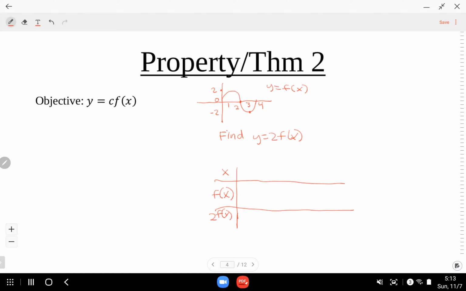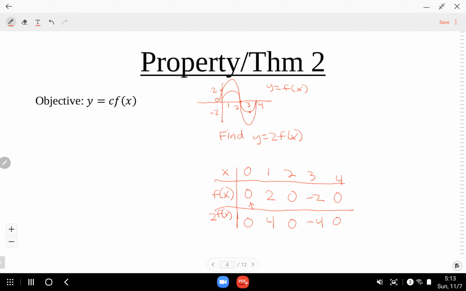All right, so in this graph, you can see that when x is 0, y is also 0. In f of x, we get 1 and 2, 2 and 0, 3 and negative 2, and 4 and 0. But in 2 times f of x, we're going to multiply this value by 2. So it's going to be 0, 4, 0, negative 4, 0. And we can see here that it stretches vertically, right?